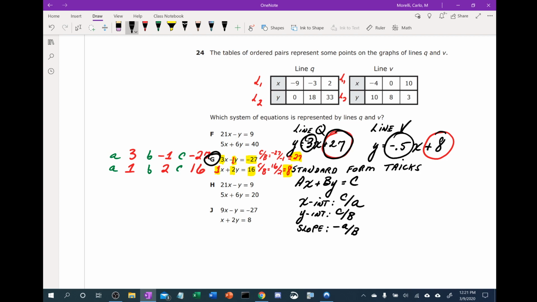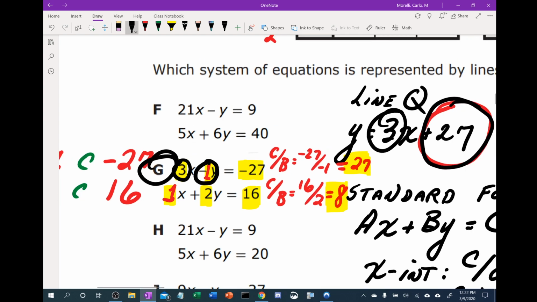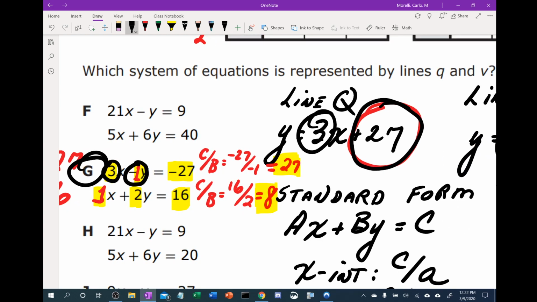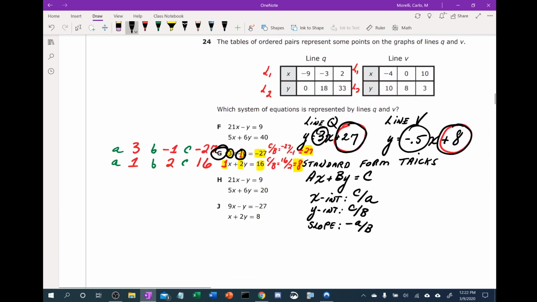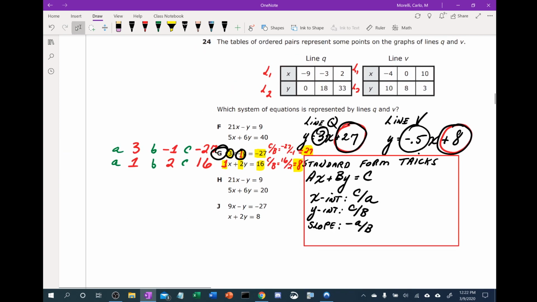slope and y-intercept. Now look, Leo, for this first one, you could compute the slope. Remember, the slope is negative a over b. So that would be negative 3 divided by negative 1, which is just 3. Okay? And that matches this. So you could have even used the slopes to figure out your answers. All right? So, guys, I don't ask you to memorize much. I'm not a big memorizer guy. But this right here needs to be committed to memory. So we're going to write it over and over again. Okay, good. Number 24, done.